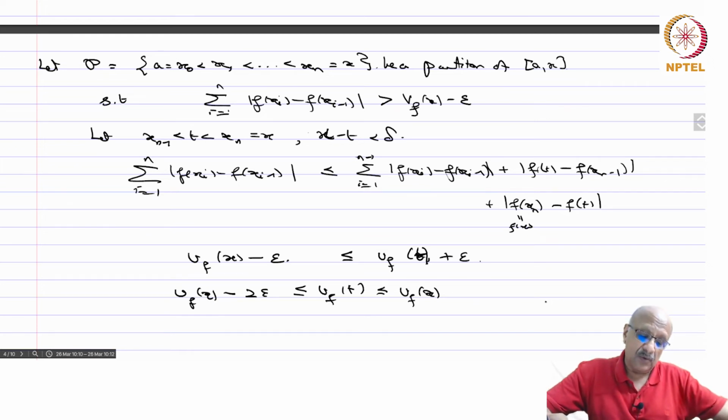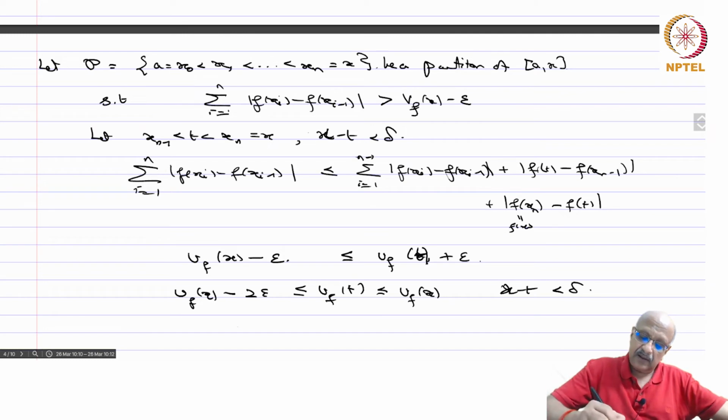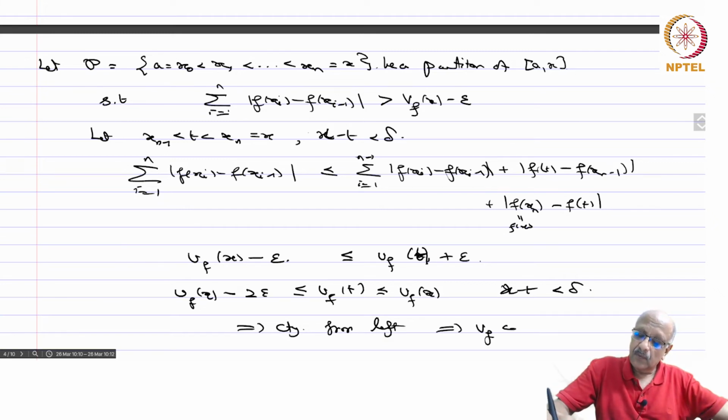Okay, so x is bigger than t, and therefore once again this is for all x minus t less than delta, and this implies continuity from left. So this implies that Vf is continuous.